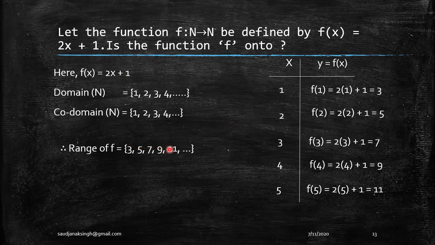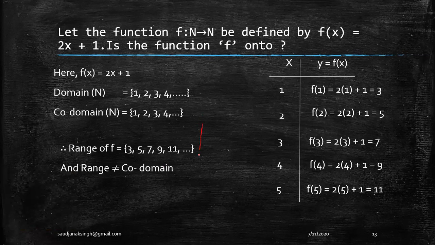But in this range, compared with 1, 2, then 4, 6, 8, 10, 12, some natural numbers are missing here. It means that the range is a subset of the codomain. It is clear that the range does not equal the codomain.